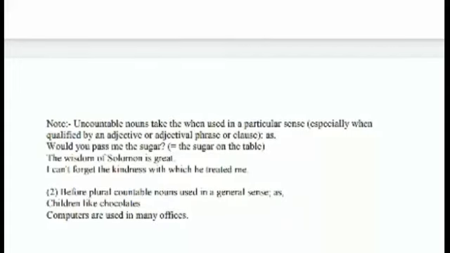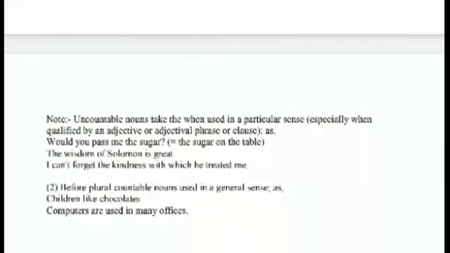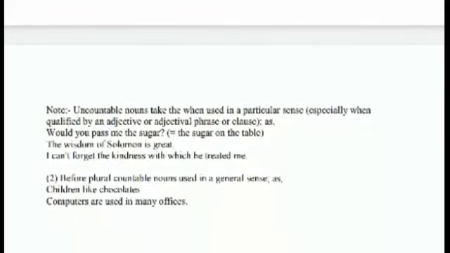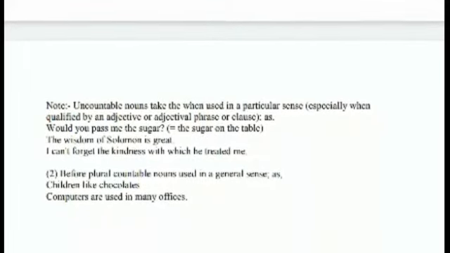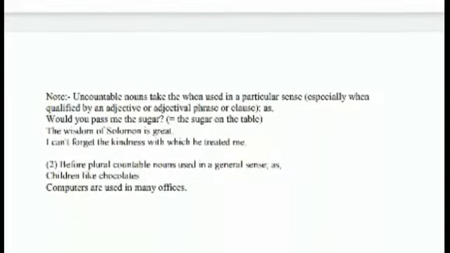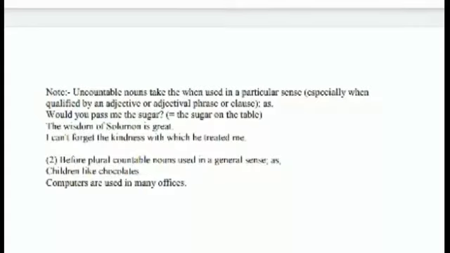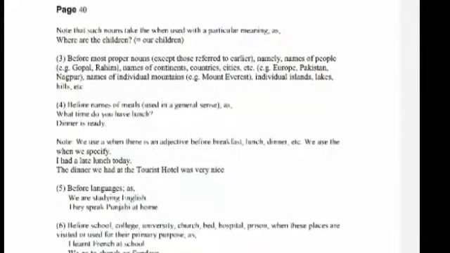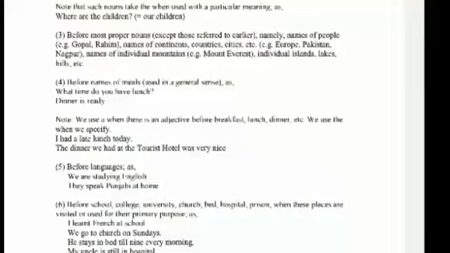Second one, before plural countable nouns used in a general sense. Children like chocolates. Here, before children, we didn't use any article. Computers are used in many offices. And here, one more note. Such nouns take the when used with a particular meaning. Where are the children? The children means our children, particularly. So here, the is used before children.